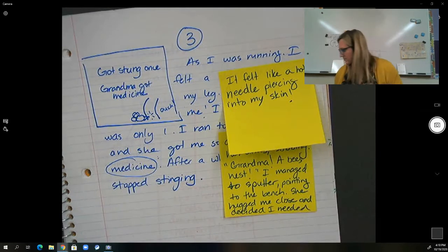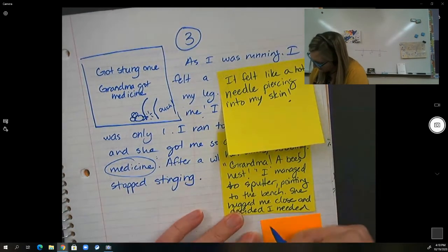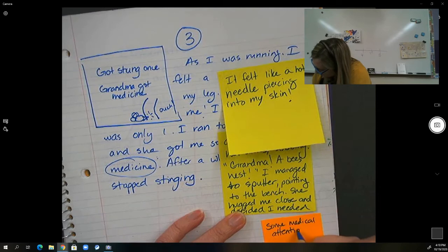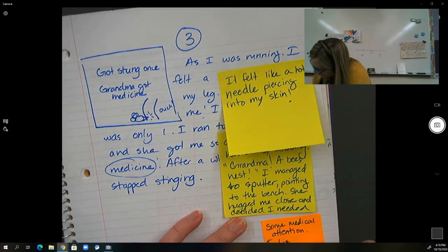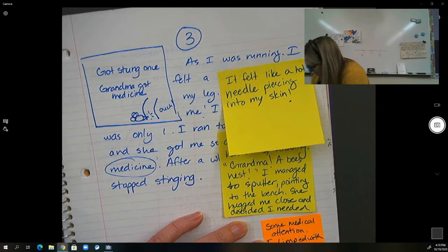Wait, I lost a post note. I ran out of post notes. I have so much to say. Ooh, here's a little small one. I needed some medical attention. I limped with her to the health station to get some medicine.